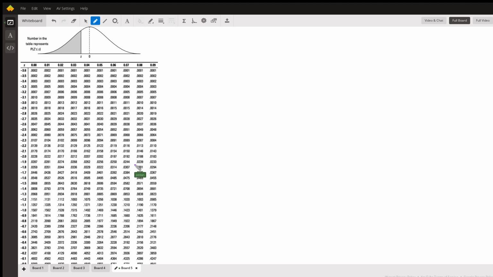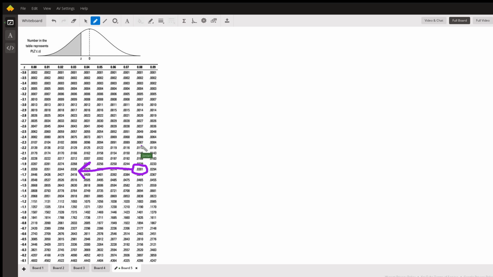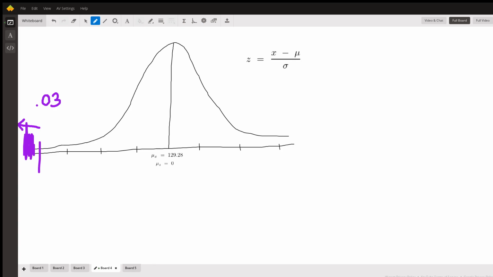And you always just find the closest one on this. Sometimes it's in between two, but here, 0.0301, we have a negative 1.88. So what we know is that this is our cutoff, that the area here is 0.03.